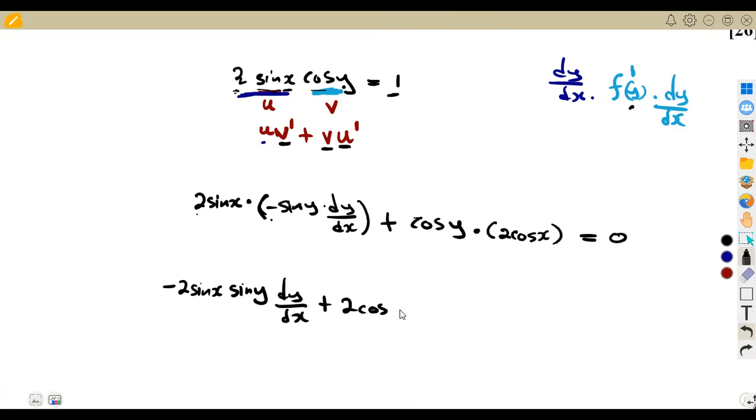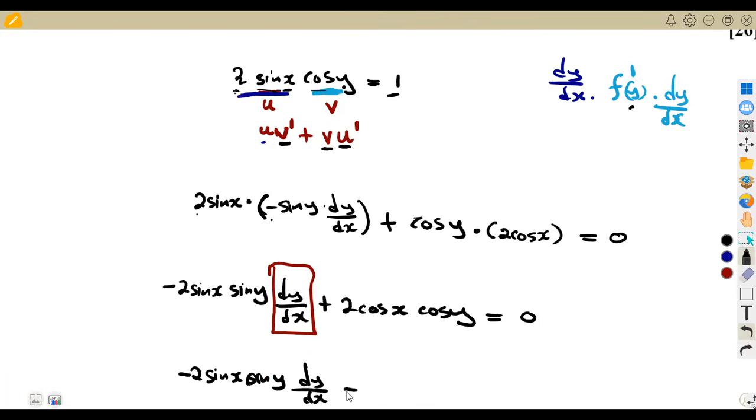So that will be 2 cosine of x, cosine of y is equal to 0. Remember, our main aim is to obtain dy dx. So we are supposed to transpose this term to the other side. That is going to be negative 2 sine of x, sine of y, dy dx is equal to, if we transpose this to the other side of the equation, this will be a negative. So we've got negative 2 cosine of x, cosine of y, because it was a positive in the first place.